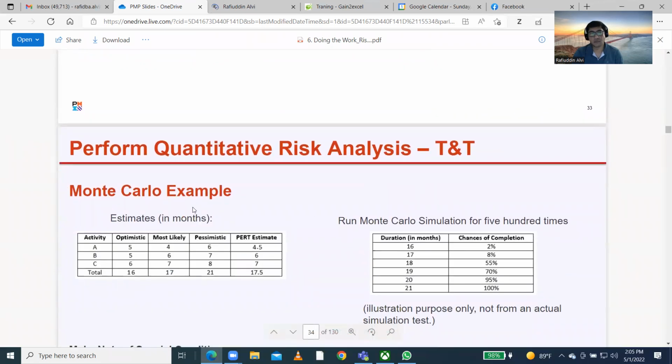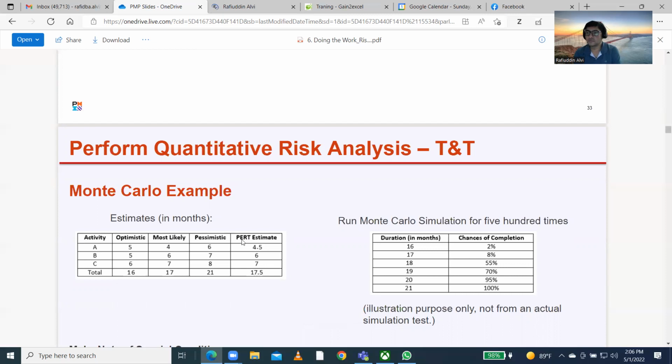So like this example, we have tools and techniques for quantitative risk analysis, which is Monte Carlo. In Monte Carlo analysis, we will follow a simulation technique. We will see what is optimistic, what is most likely, and what is pessimistic. We categorize it based on PERT, program evaluation and review technique. Do you remember the beta distribution and triangular distribution formulas for this?